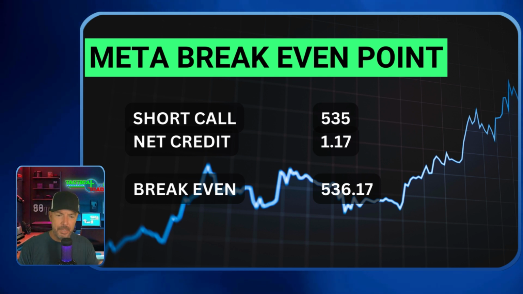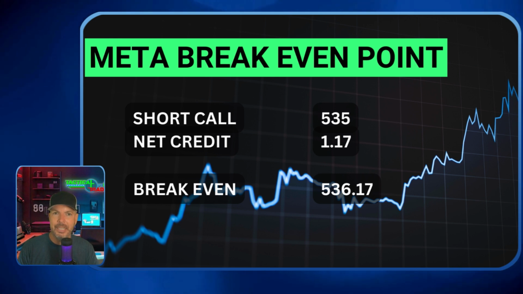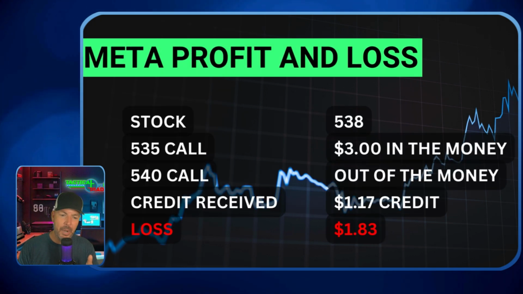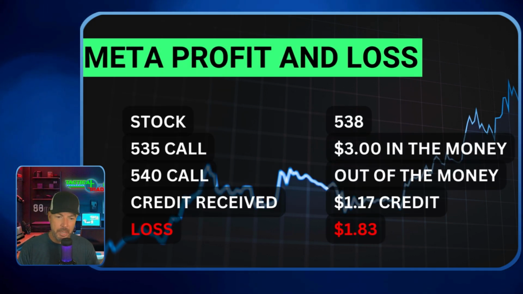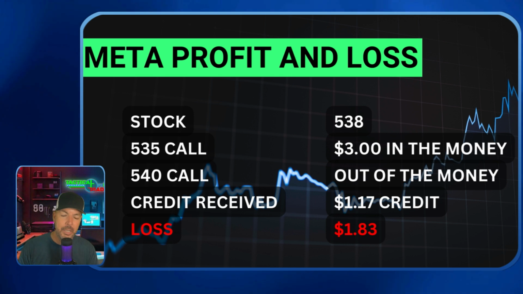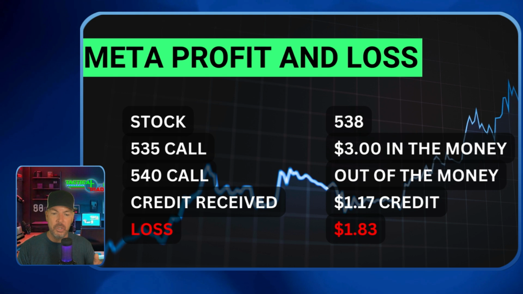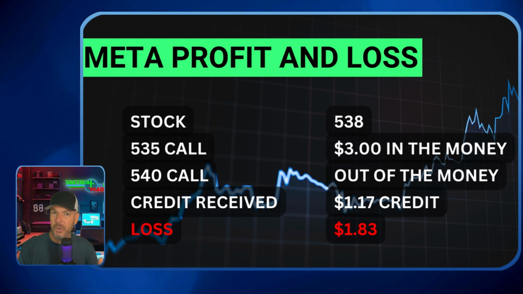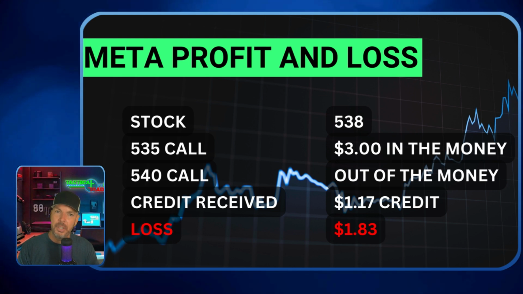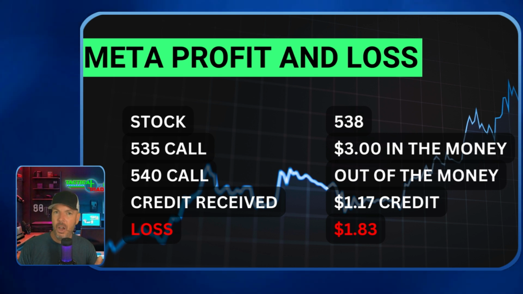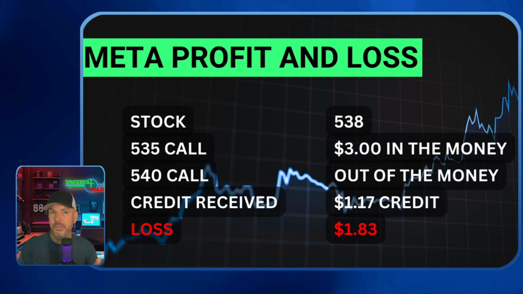But what happens if at expiration the stock is sitting somewhere between the break-even price of $536.17 and $540? So let's say the stock was sitting at $538 at expiration. Well, the $535 call would be $3 in the money and would have its full intrinsic value of $3, while the $540 call would be out of the money and expire worthless, so you would have a loss on this trade of $3. But remember, you already received $1.17 in credit to open up this trade, so your loss on this trade in this example would be $3 minus the $1.17 in credit, which gives you a loss on this trade of $1.83 or $183 per contract.